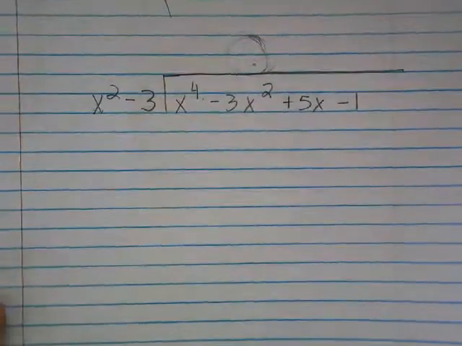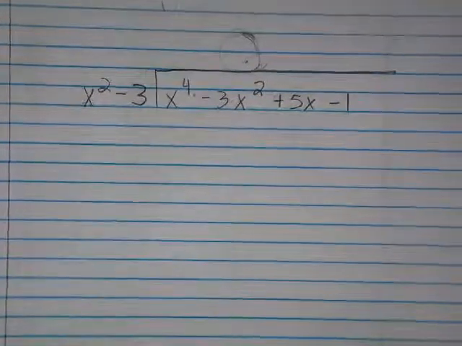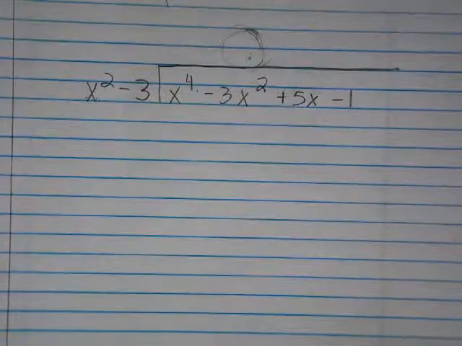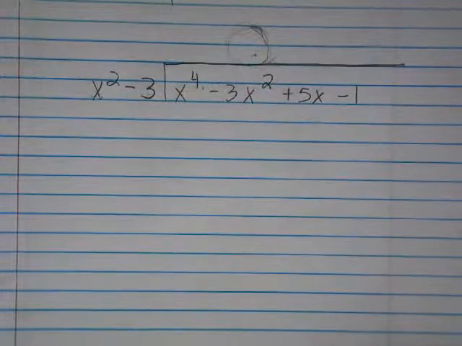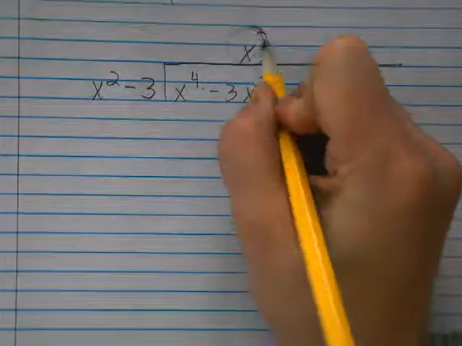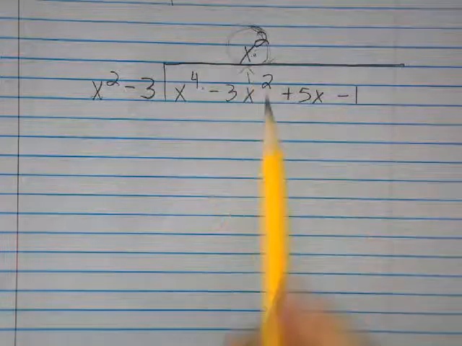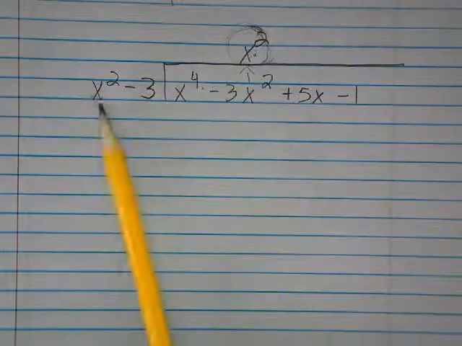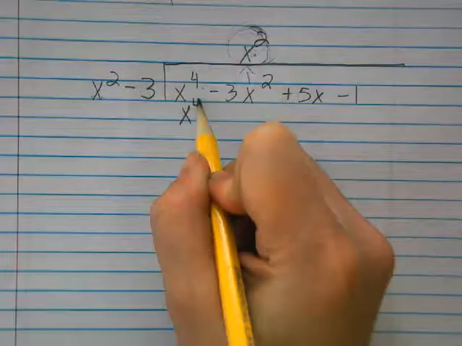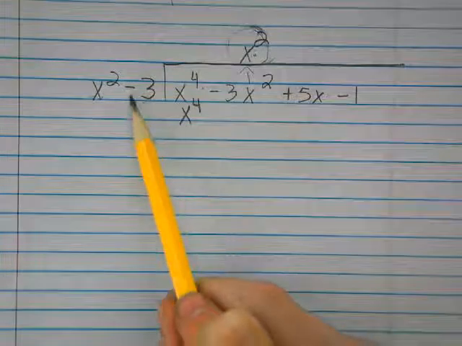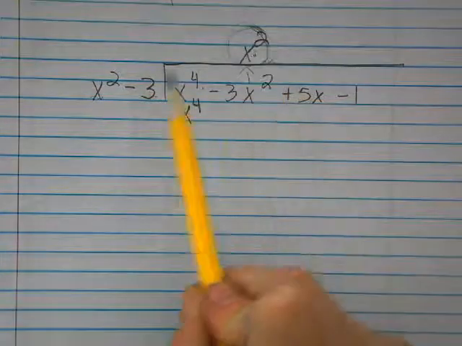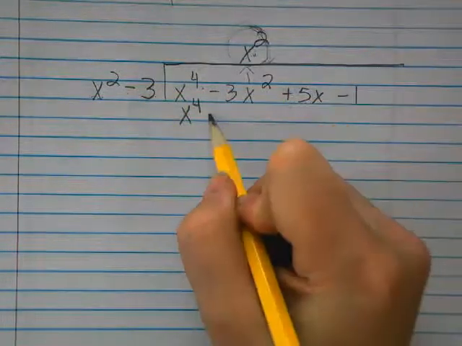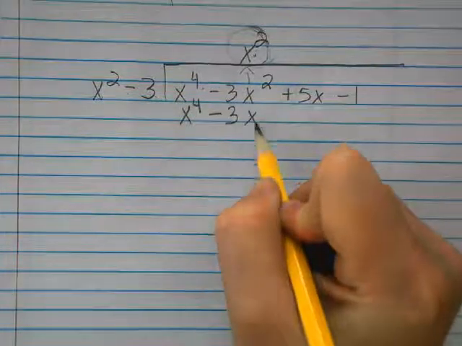So the first one, what times x squared is going to give us x to the 4th? And I hope you realize that that is x squared. Okay, and I'm putting it over the second term. x squared times x squared is x to the 4th. But don't forget I have this other term here, negative 3. So I have to do x squared times negative 3, which is negative 3x squared.